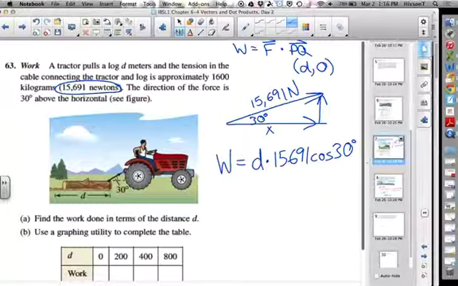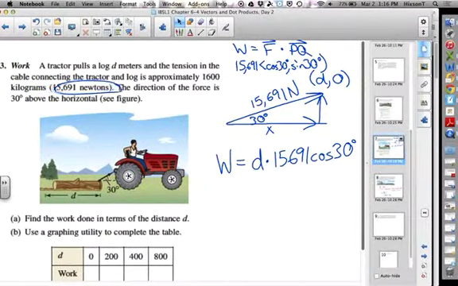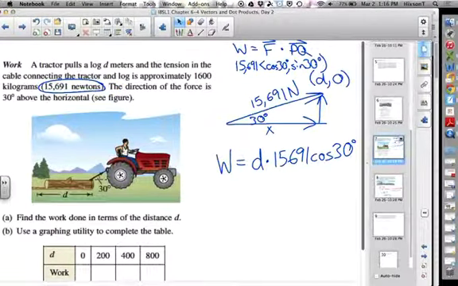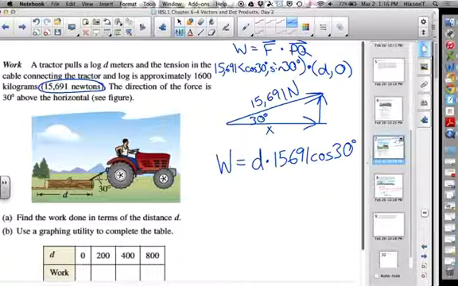The force vector ended up being 15,691 times cosine of 30, and 15,691 times sine of 30. When do you use cosine and sine? When you're trying to convert from a situation where you know the magnitude and direction to components.